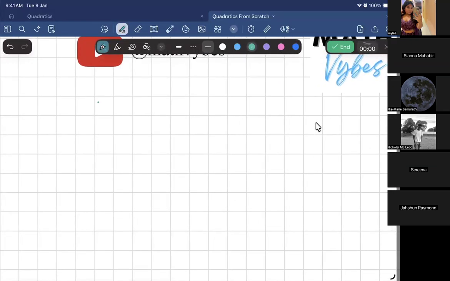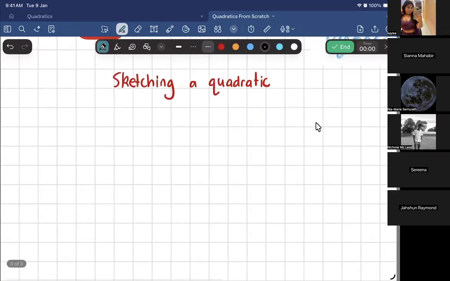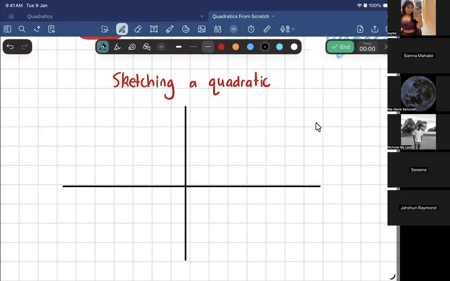Now we should be able to sketch a quadratic. Let me show you what I mean by that. Sketching a quadratic. We know that a quadratic could either look like a smiley face or a sad face, but there's more to it. I just drew a Cartesian plane over here. Cartesian plane is just the x and y axis. I have the y axis over here, and the x axis over here, and you would call this the Cartesian plane.